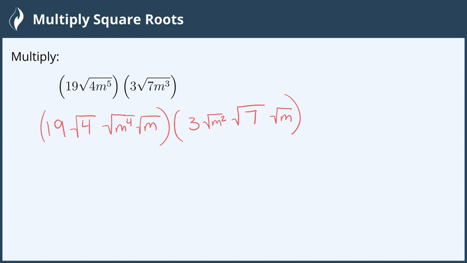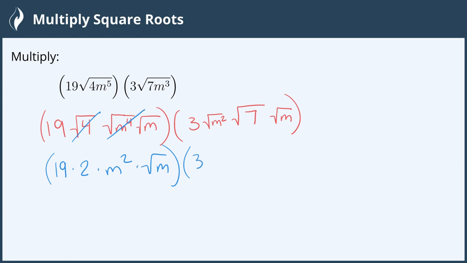Now let's go ahead and evaluate any of our perfect square roots. 4 is a perfect square, and the square root of 4 is 2. This is being multiplied to the 19 out front. M to the 4th is a perfect square, which makes m squared. And we have the square root of m, which doesn't simplify, so it stays there.